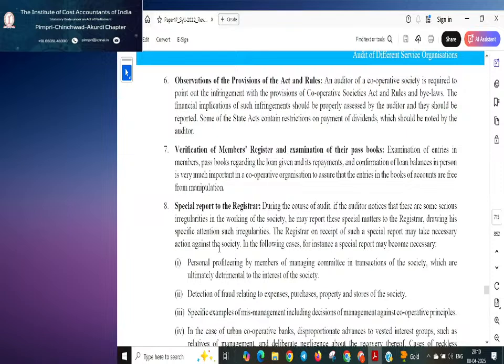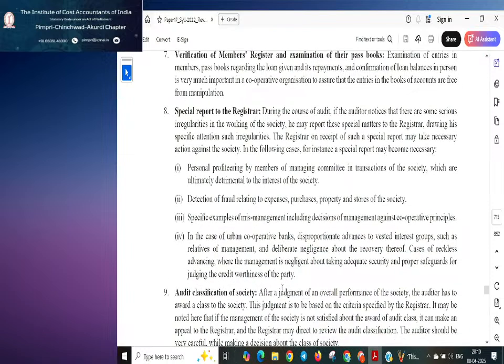In the following cases, for instance, a special report may become necessary. First one is personal profiteering by members of the managing committee in transactions of the society. That is always a possibility, because you have the management on top who takes care of things, so there are chances of them taking personal benefit out of the cooperative society. Detection of fraud relating to expenses, purchases, property and stores of the society can also happen, and such detection should be immediately reported in a special report to the registrar. Another is specific examples of mismanagement, including decisions of management against cooperative principles, that is, the bylaws.